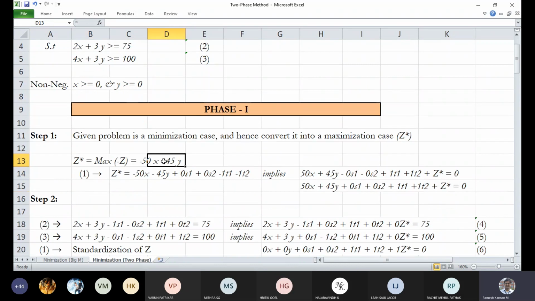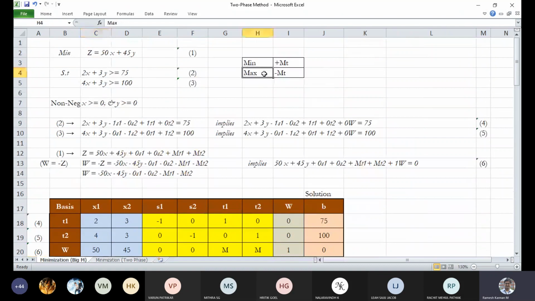So this will become our objective function, right? And also we know that in this case we have two constraints with the greater than or equal to symbol, which means we will get two slack variables and two artificial variables. Since it's a maximization problem, we are subtracting the artificial variables. As I told you, in a maximization problem we'll be subtracting M into t.